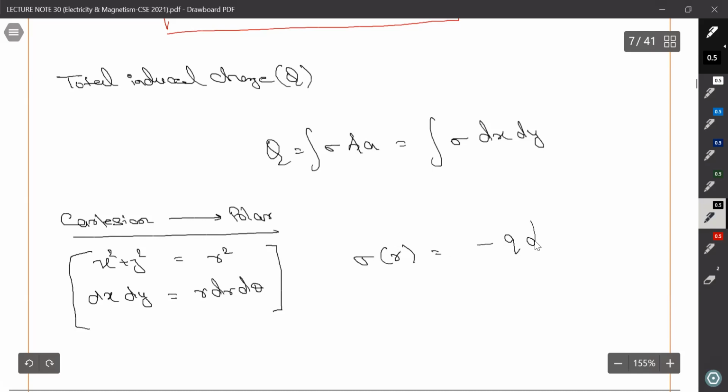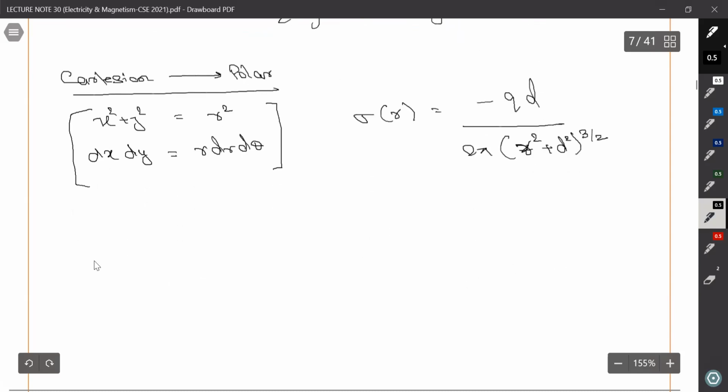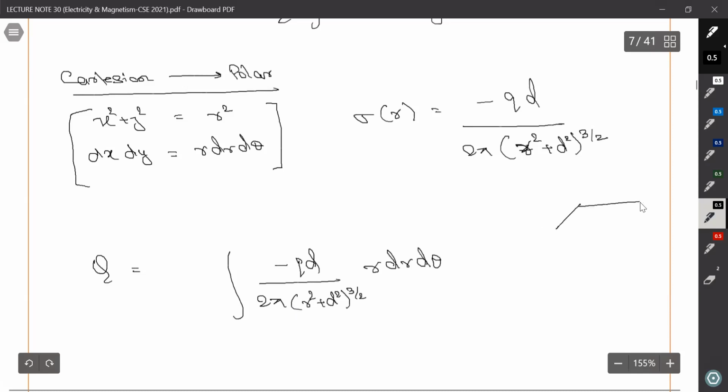It will equal to minus q d upon 2 pi, r square plus d square to the power 3 by 2, right? So Q will be equals to minus q d upon 2 pi, r square plus d square to the power 3 by 2, into r dr into d theta, right? What will be the limit of r? First we are integrating with the r, so r will be positive, right? Understand, whatever we have introduced, the electric field or whatever we have talked about, is for the z greater than 0.